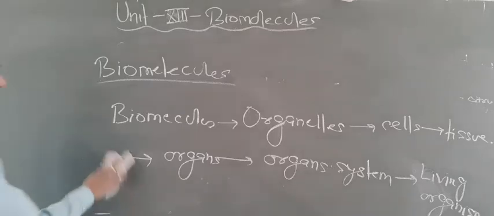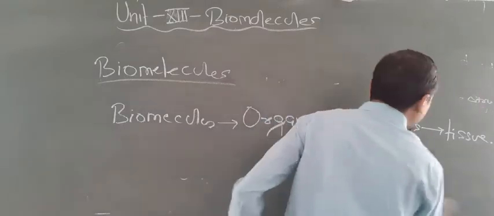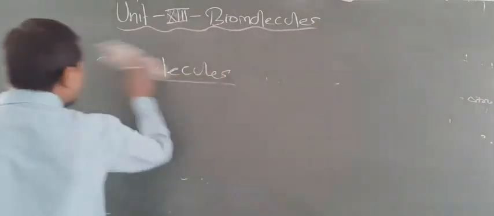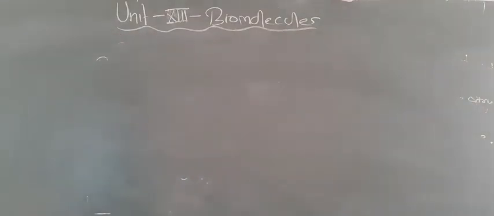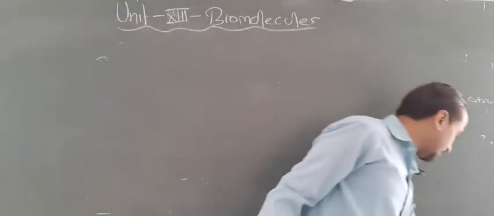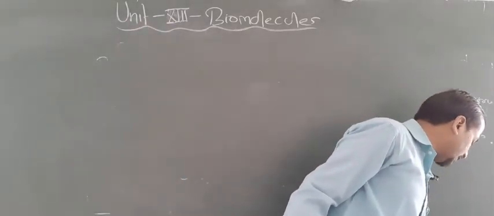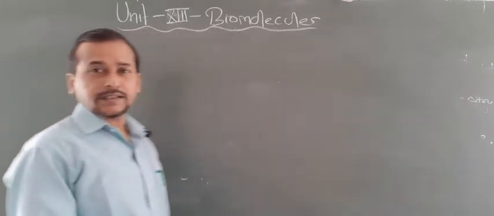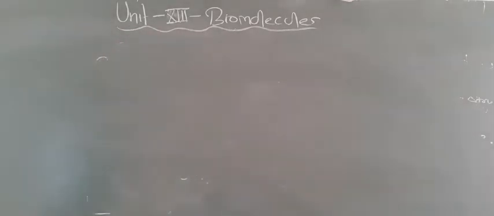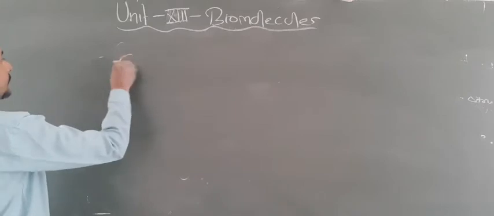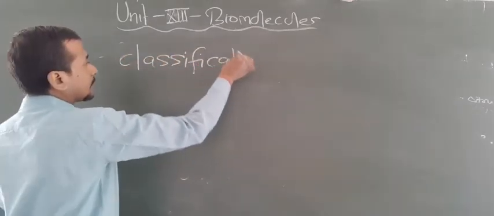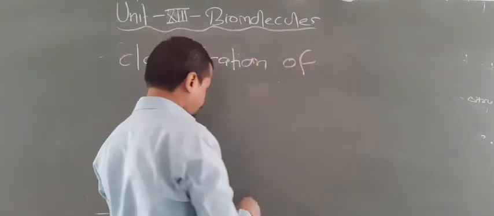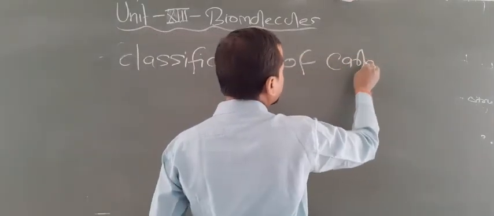Now let us classify the carbohydrates. Carbohydrates may be classified either on the basis of hydrolysis product, on the basis of taste, and also on the basis of reducing and non-reducing property. So first of all, you have to know the classification of carbohydrates.